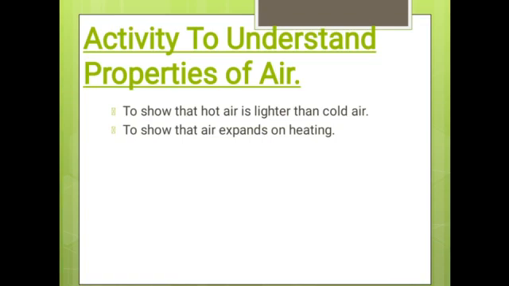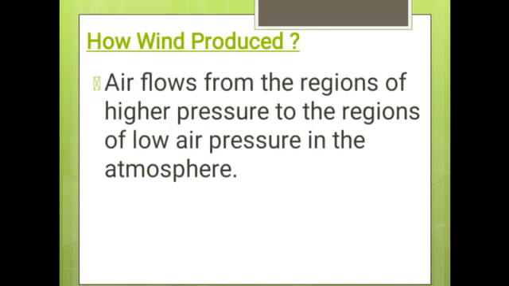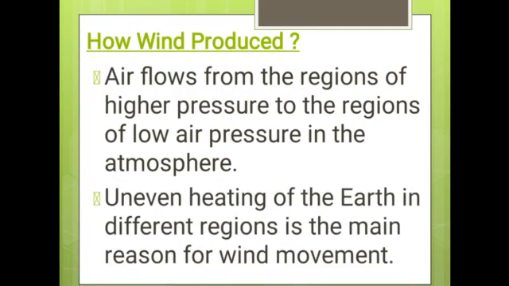Now, moving to the next topic, that is how wind is produced. Air flows from a region of higher pressure to a region of lower pressure in the atmosphere. The greater the difference in pressure, the faster the movement of air will be. Uneven heating of the earth in different regions is the main reason for wind movements. This uneven heating of the earth takes place in two different ways. Now we are going to discuss this.